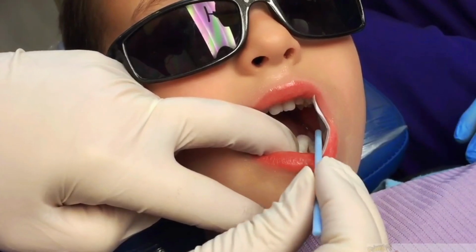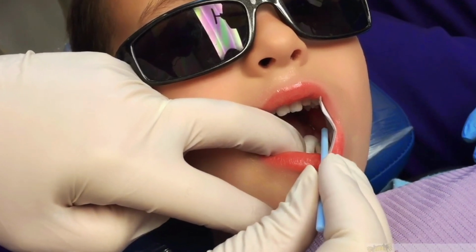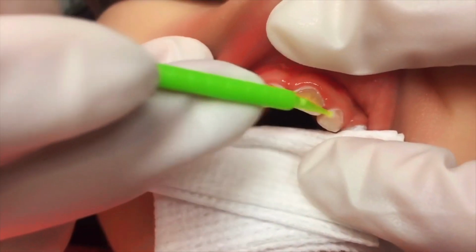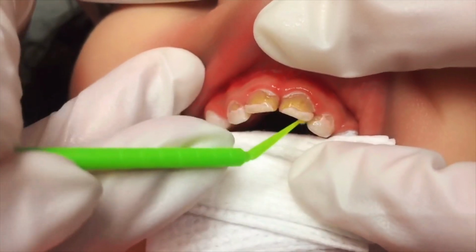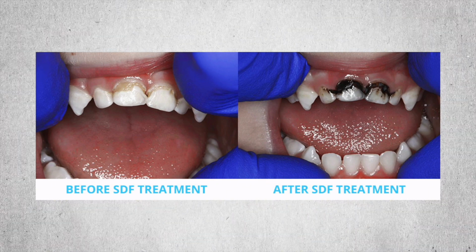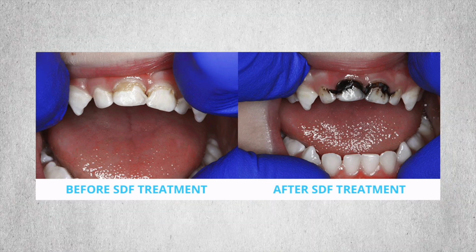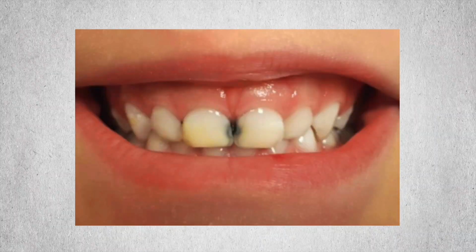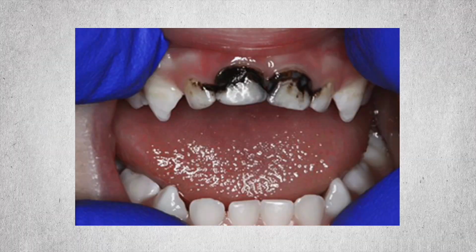We usually do one application, and 2 weeks later, another application, and it stabilizes the decay. It actually mineralizes the teeth, and the cavities go from brownish, yellowish color to black. Not a nice picture, but front teeth will be completely black if there are cavities on every single surface. If it's 1 or 2 spots, it's just going to be 1 or 2 black spots. But if it's multiple surfaces, it's going to be black teeth.